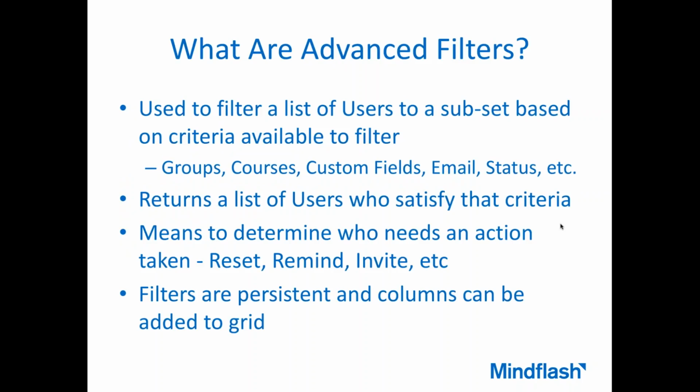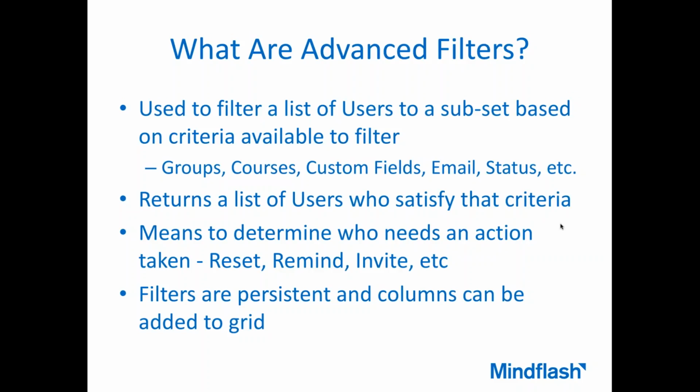Our advanced filters are a more powerful way to filter your list of users into subsets. So whether it be people who are members of specific groups, or are enrolled in a course, or some attribute in a custom field, like their t-shirt size is extra large if you have that as a custom field, that sort of example. You can search by email, you can search by their status, whether it be archived or active, or even their role within the system.